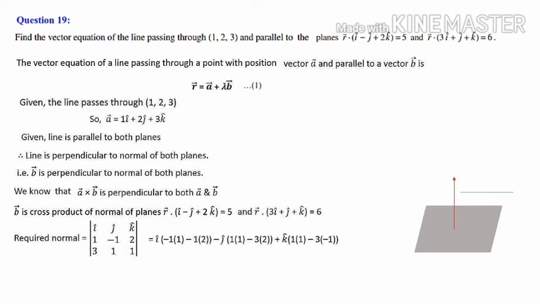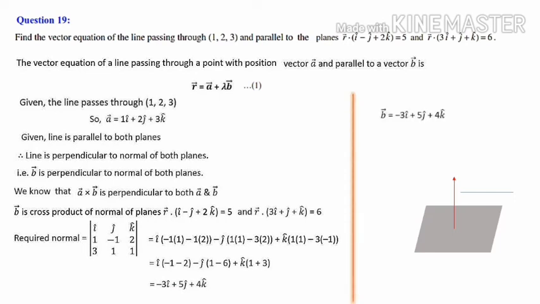Then when we calculate the value: I cap into that row and column removed, minus 1 into 1, then 1 into 2, minus 1 into 2; minus j cap into 1 into 1 minus 3 into 2; plus k cap into 1 into 1 minus 1 into 3. That is equal to I cap into minus 1 minus 2, then 1 minus 6, then 1 plus 3, which is equal to minus 3 I cap plus 5 j cap plus 4 k cap.